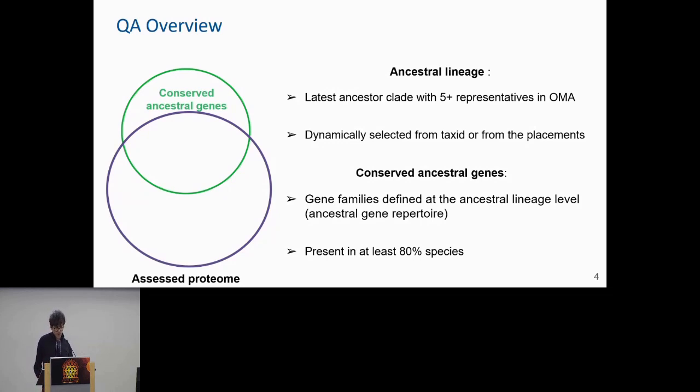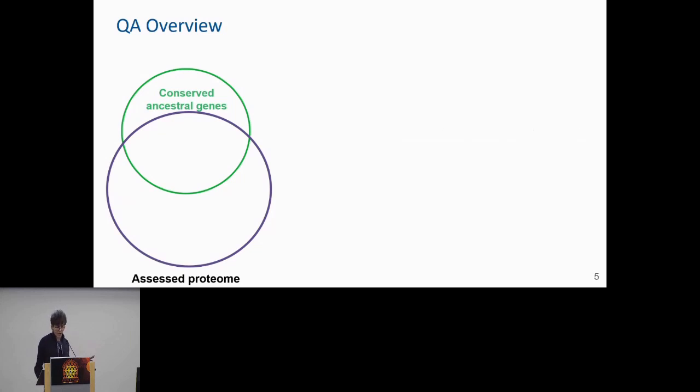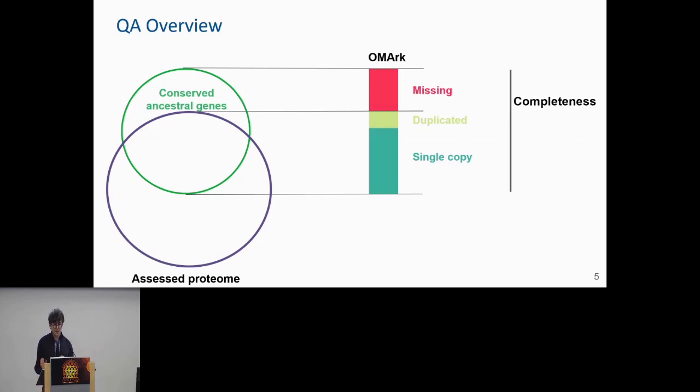From this lineage, we have the conserved ancestral genes, which are the gene families that are defined at the ancestral lineage level. So we think these genes existed in the common ancestor, and are still present in at least 80% of the species of this lineage. This set of conserved genes is used to estimate the completeness of the proteome of interest. We assume most of these genes should be present in the proteome of interest, in which case we assign them as either single copy or duplicated. And if they are not there, we assign them as missing.